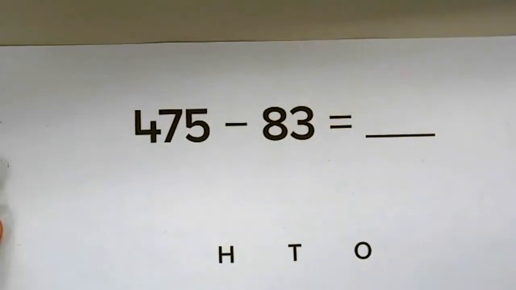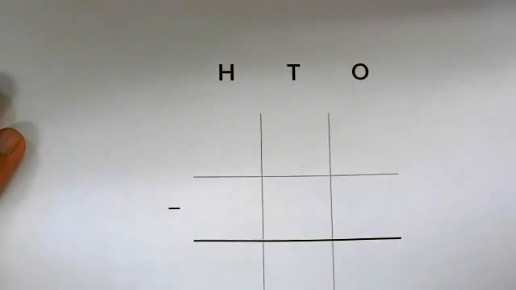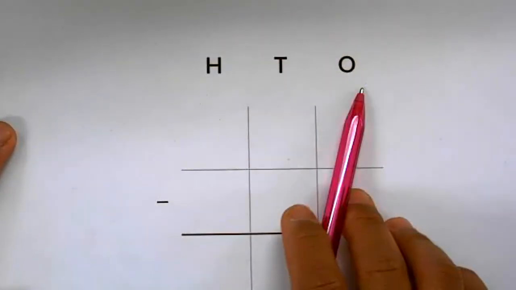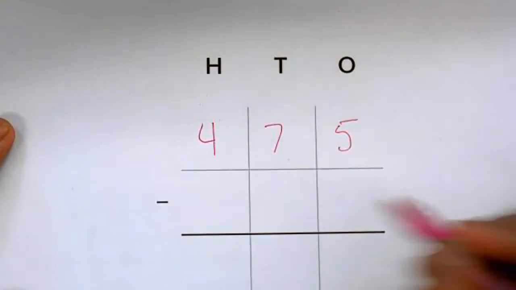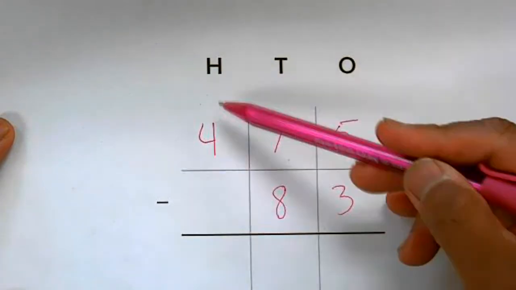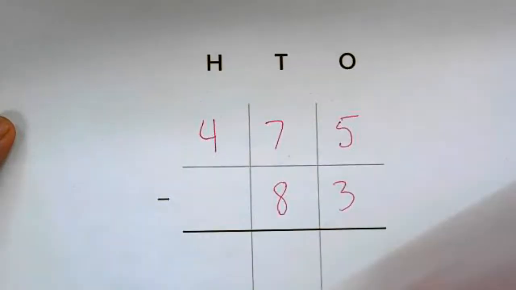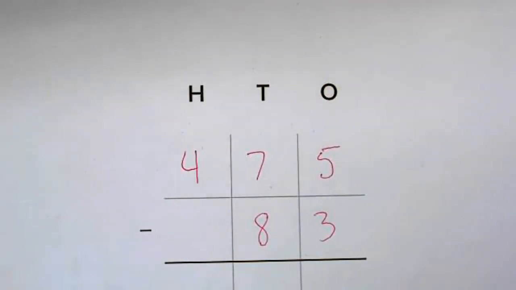Right here we have this equation: 475 minus 83 equals, we don't know yet. Ms. McCarthy showed you how to make an algorithm with it, the hundreds, tens, and ones. What we had earlier was 475 minus 83. You want to make sure that your numbers line up: your hundreds, your tens, and your ones. To use the algorithm correctly, your numbers need to line up, or else you're subtracting the wrong place value.